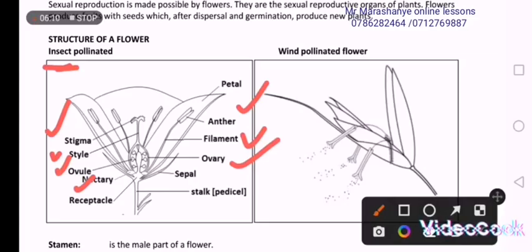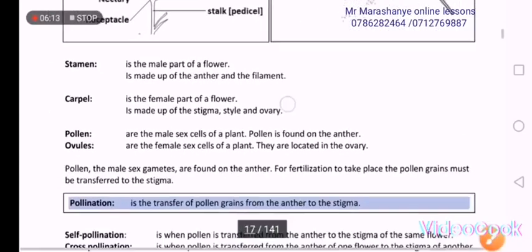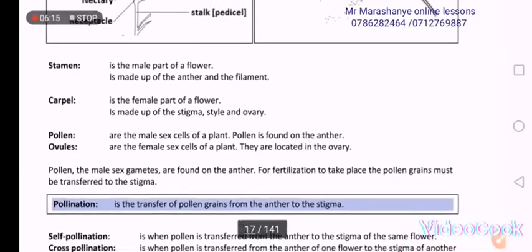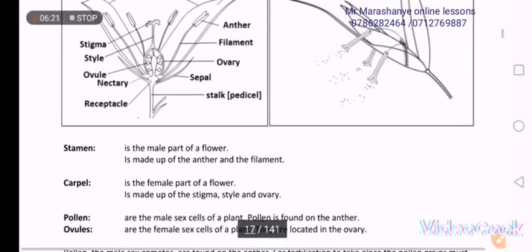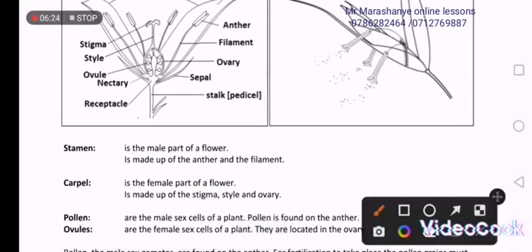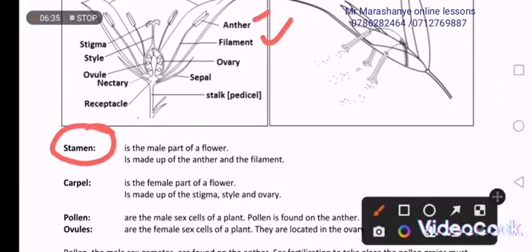Okay? There is also what we call, as you can see here, the stamen, which is the male part of the flower, made up of the anther and the filament. Do you know the stamen? So they can ask what the name of the anther and filament together is. It is called the stamen. A carpel is the female part of the flower, made up of one stigma, style, and ovary. Those together make up the carpel.